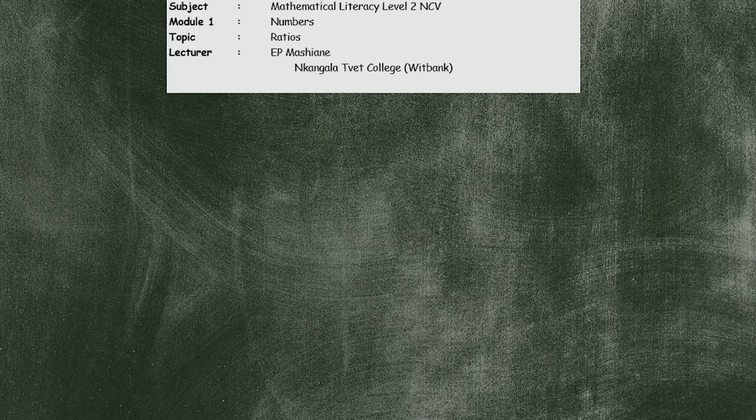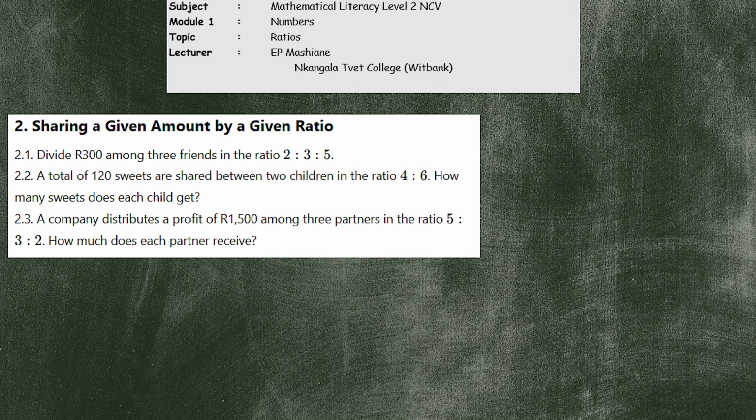Let's take this down. Now for the second type of ratio questions, this is where you share or divide a given amount. So in this case, we have 2.1. We want to divide 300 Rand among 3 friends in the ratio 2, 3, and 5, right? So 3 friends.